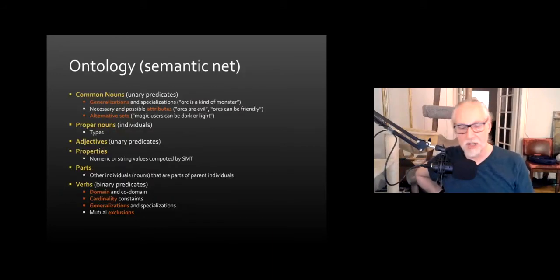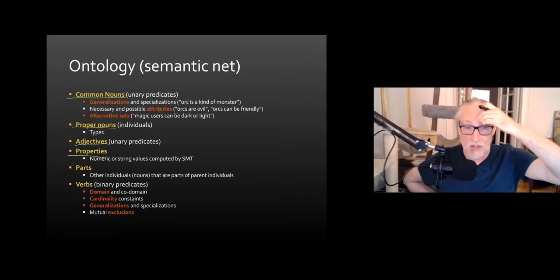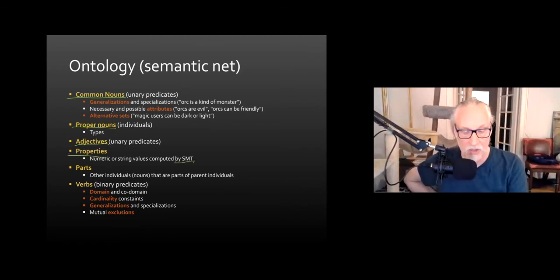The data, as you saw, is held in a semantic net. The big things in the semantic net are the common nouns, which are unary predicates, proper nouns, which name individuals, adjectives, which are another kind of unary predicate as far as the logic is concerned, but which get surfaced differently in the natural language, and then a few other things. Properties are numerical things or string things that the SAT solver doesn't understand, but they get handled by the extra bells and whistles of the SMT solver. It understands part-whole relationships, and you can teach it about verbs.